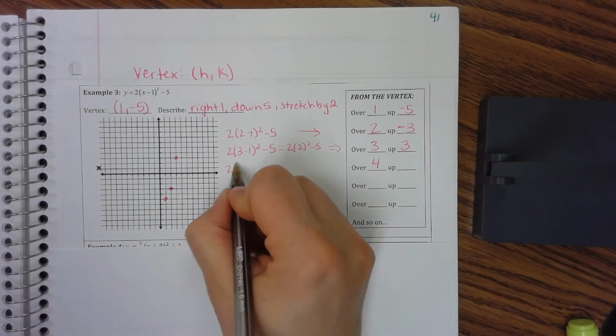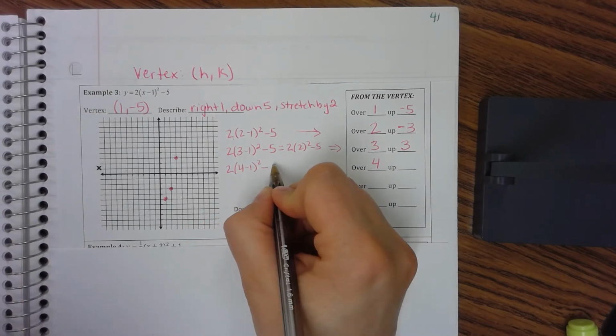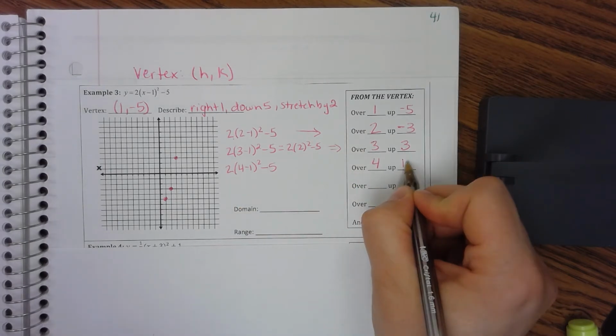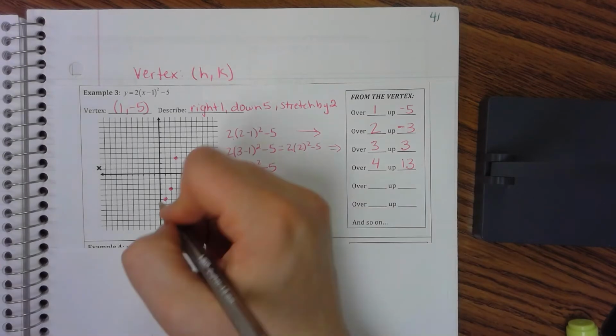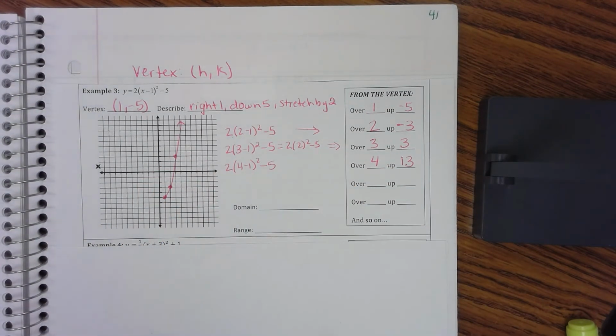So I have 4 minus 1, which is 3, and 3 squared is 9, and 9 times 2 is 18, and 18 minus 5 is 13. Well, that's going to be off my graph, so I'm just going to curve it up this way. Now, here's the difference.